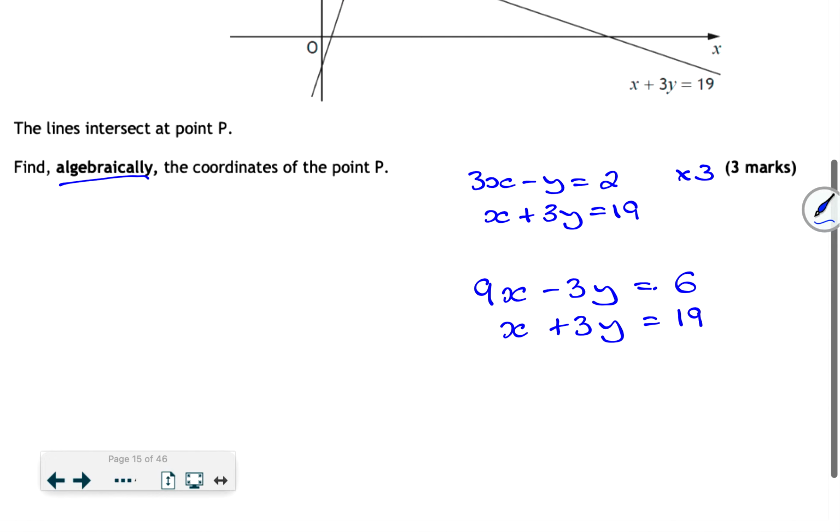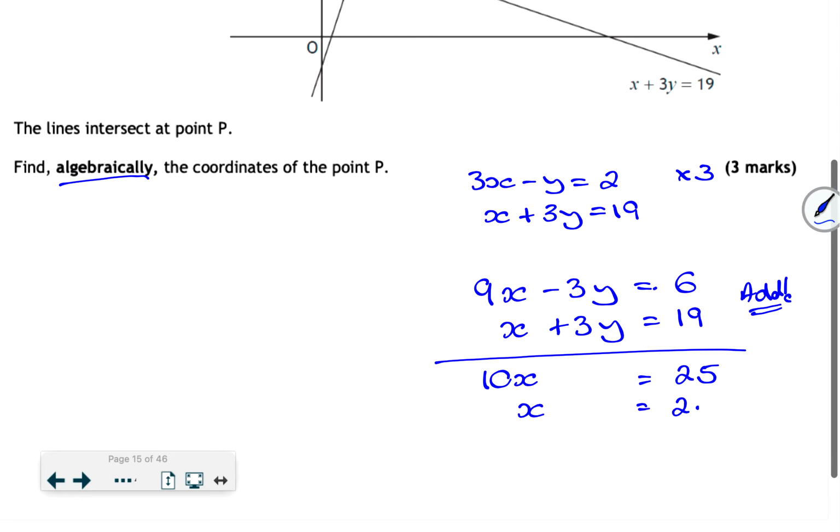So we've got different signs. So when we have different signs, we're going to subtract. Nope. So we've got different signs here. When we have different signs, we're going to add. So let's add them up. So 9x plus x is going to give me 10x. The y's cancel out. And 19 plus 6 is 25. So 10x is equal to 25, x is equal to 2.5.